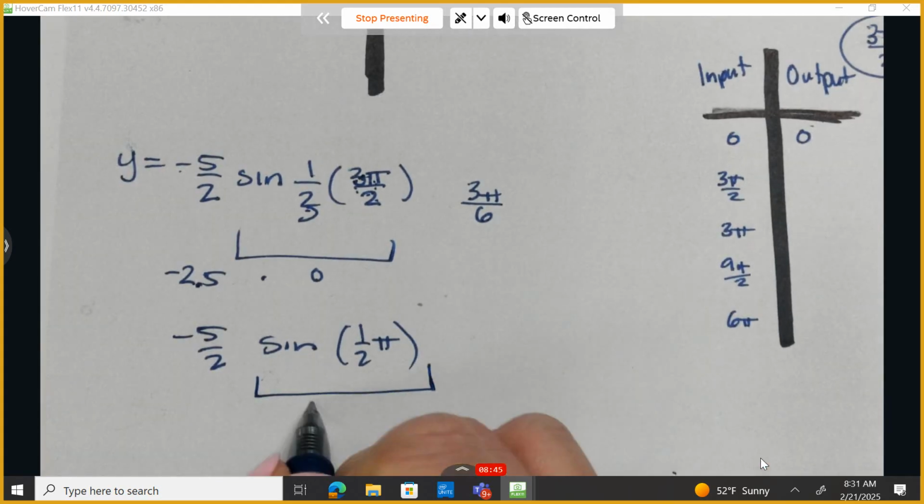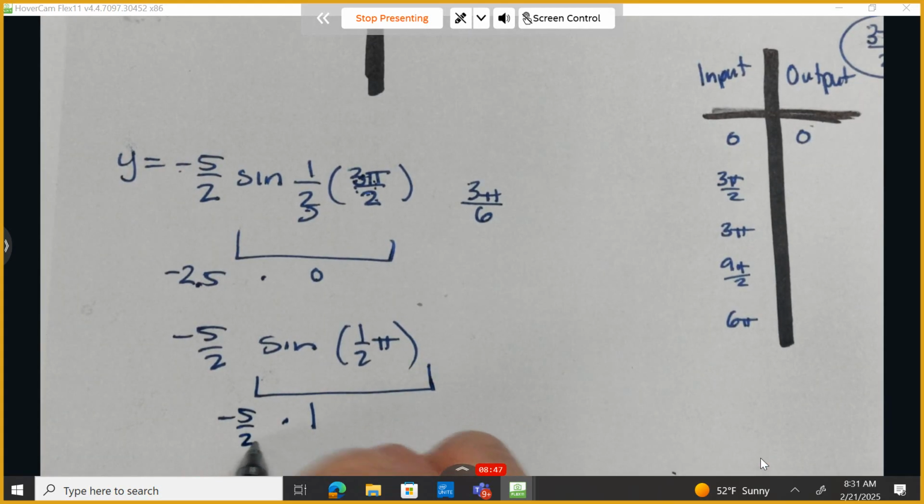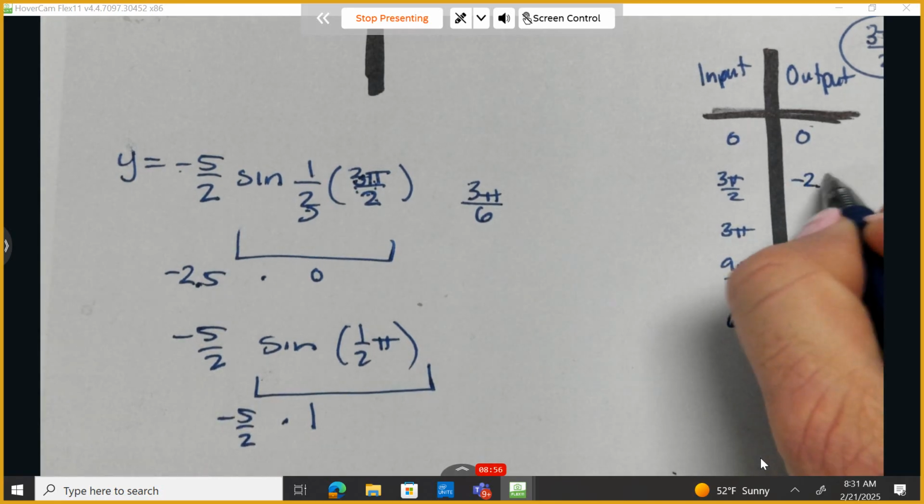I evaluate this and I get a 1. What is 1 times negative 5 halves? Use the calculator if you need to. I know that negative 5 halves is negative 2.5. So negative 2.5 times 1 is negative 2.5.